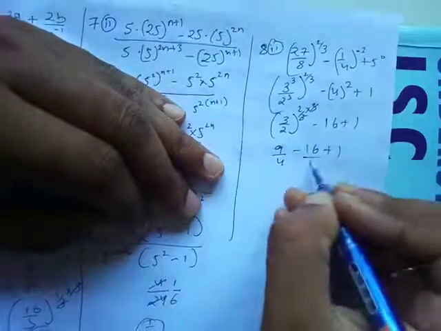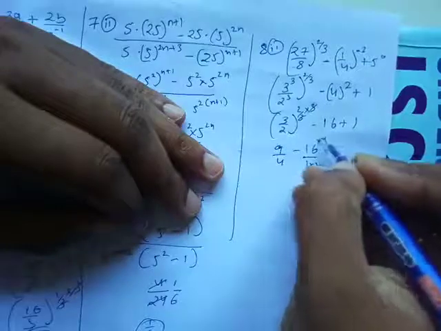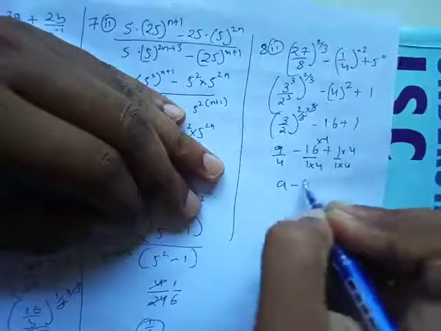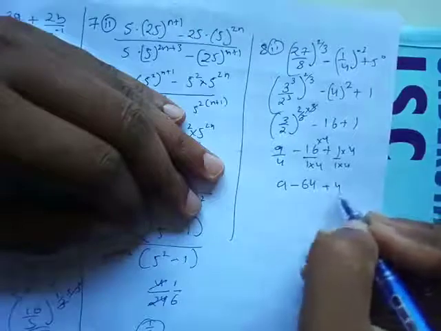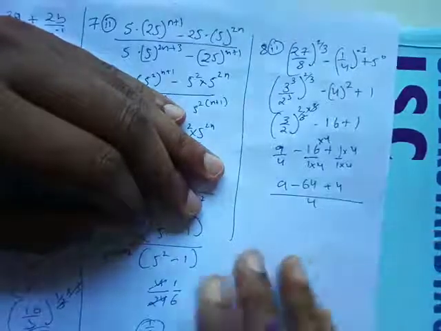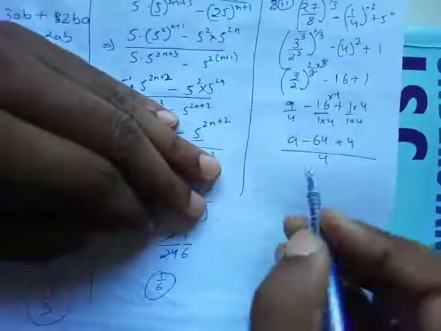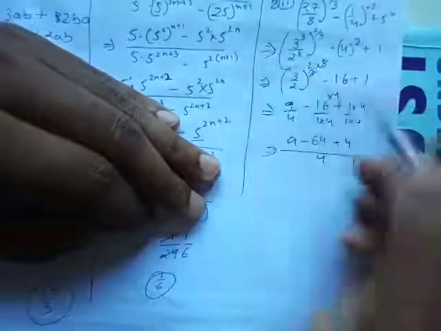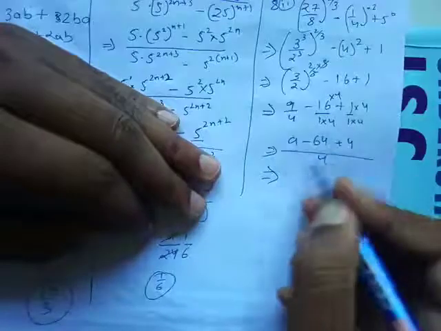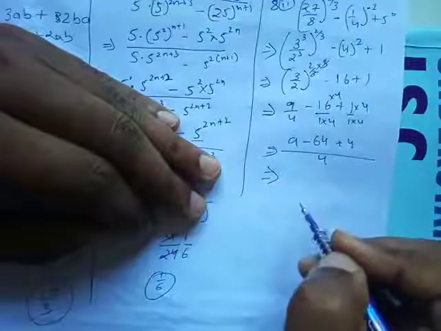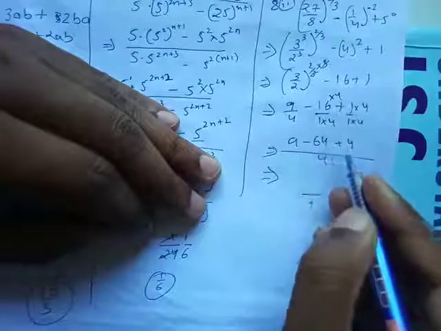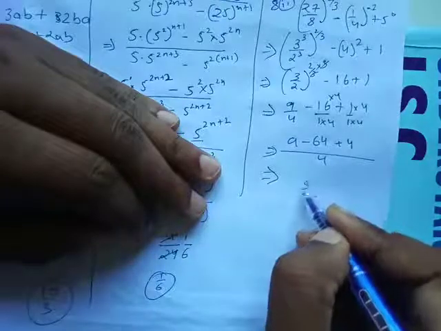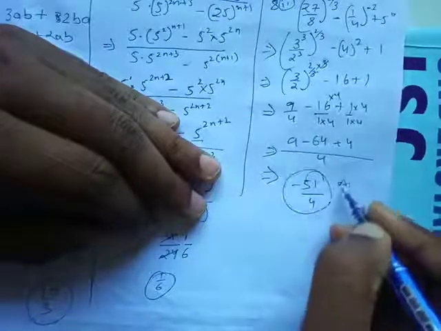So 4, I'll multiply this by 4, this by 4, this by 4, this by 4. So 9 minus 64 plus 4 upon 4, and that's how my answer is going to come. Okay, this is how I'm going to bring my answer, and then you can solve it and bring your answer. Okay, नीचे 4 ही आएगा, 64 minus 60, that is 51. Minus 51 upon 4 is your answer.